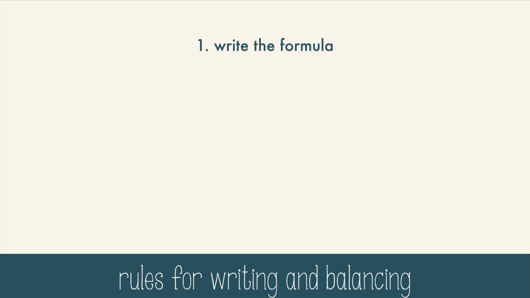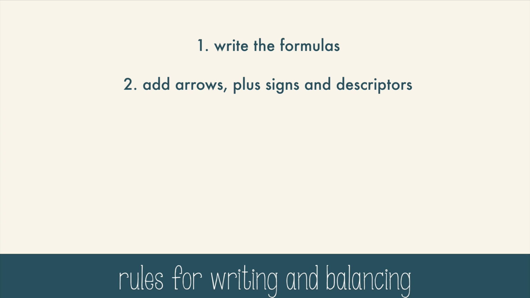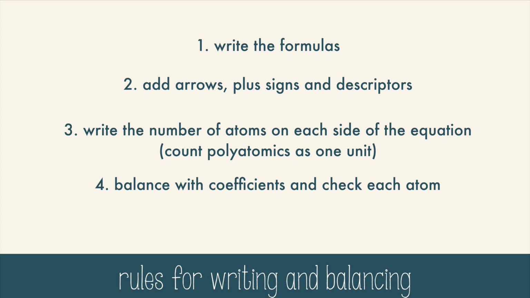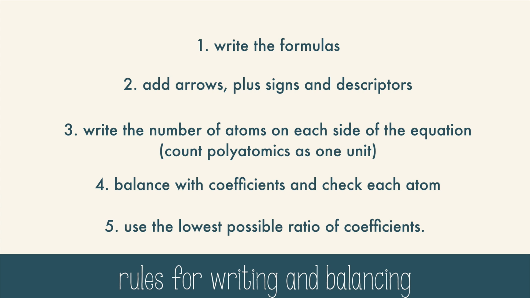First, write the formulas of each reactant and product. Add the arrows, plus signs, and other descriptors like solid or aqueous. Write the number of atoms on each side of the equation, but keep the polyatomic ions as a single unit on each side. Balance with coefficients, and check each atom as you go to see what the current count is, and use lowest possible ratios of coefficients.